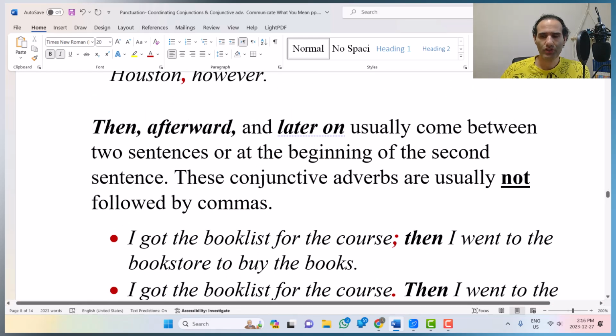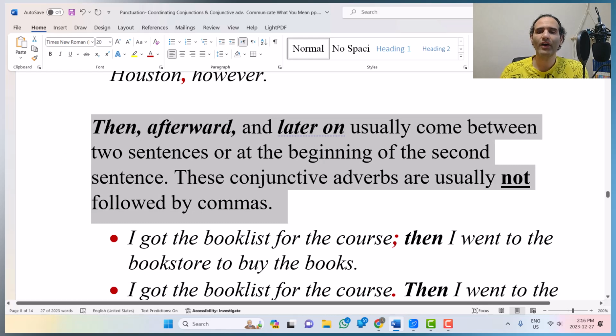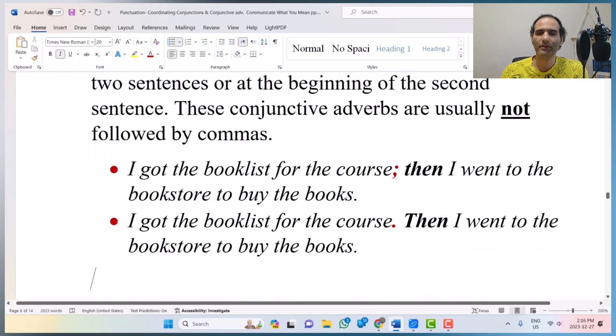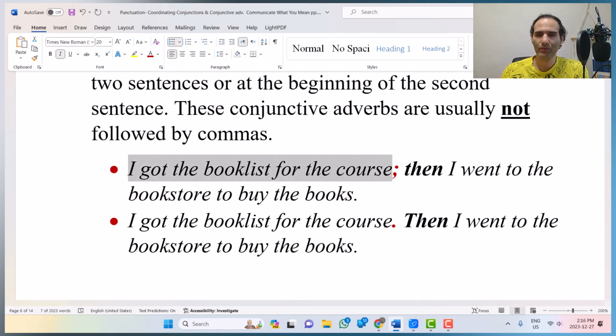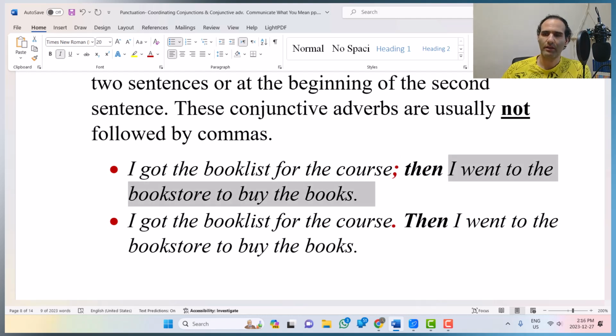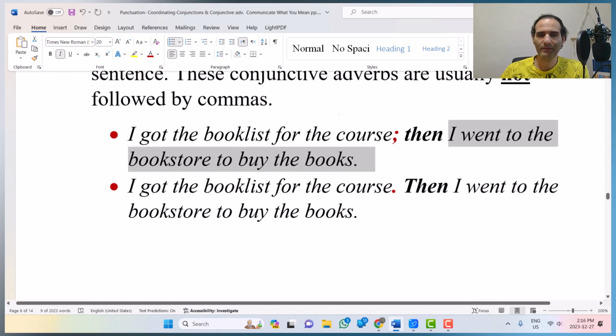But conjunctive adverbs of time sequence are not followed by a comma. All of the previous ones are. These ones are not followed by a comma. For example, I got the book list for the course, semicolon, or period, no difference, and they are not followed by a comma. I went to the bookstore to buy the books. Okay, so that is the only difference.